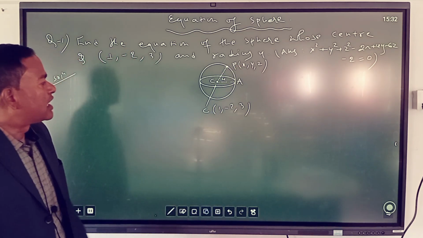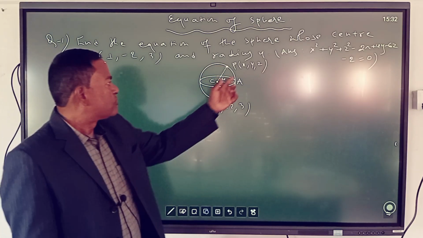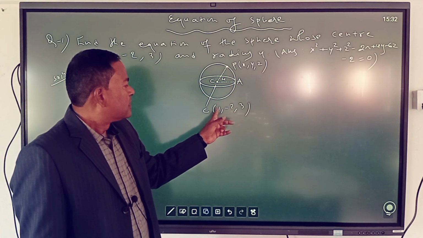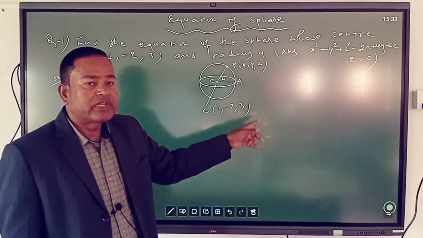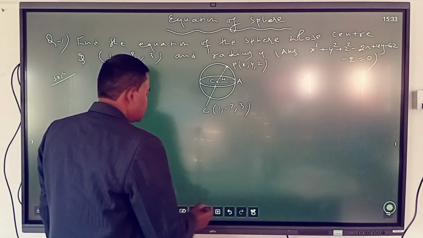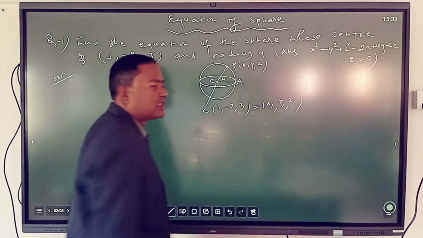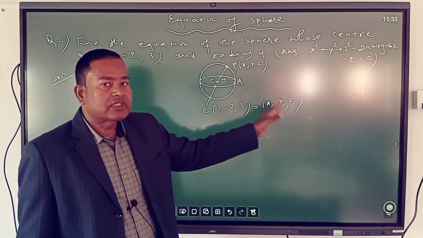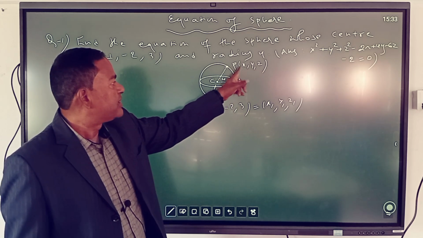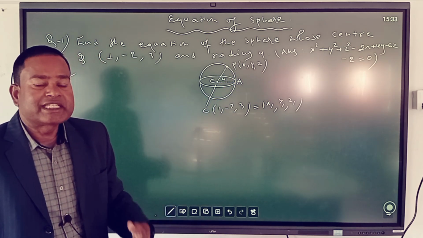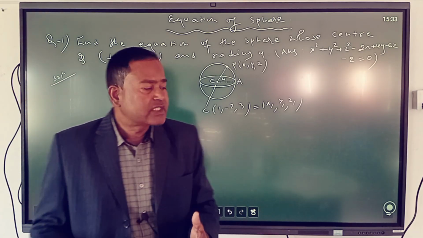Dear student, now we'll use the distance formula. We'll suppose the coordinates of the center as x1, y1, z1, and any point on the sphere, which we have supposed as P(x, y, z), let us suppose as x2, y2, z2, so that it will be easy to apply the distance formula.